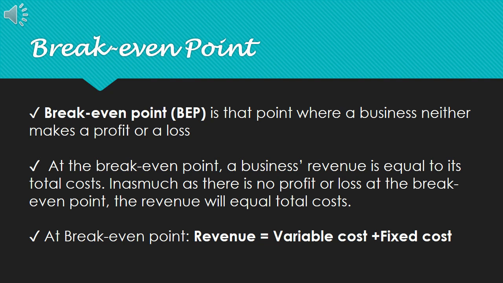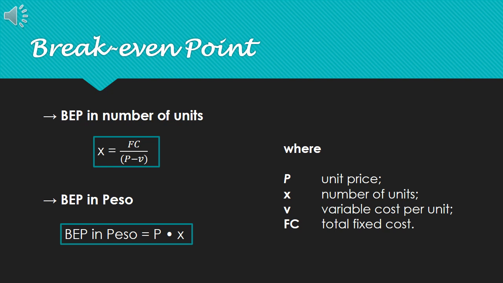So at our break-even point, the revenue is just equal to the variable cost and the fixed cost. There are two ways in solving the break-even points. One is break-even point in number of units and the other is in peso. For BEP in number of units, we have X equals FC all over quantity P minus V.